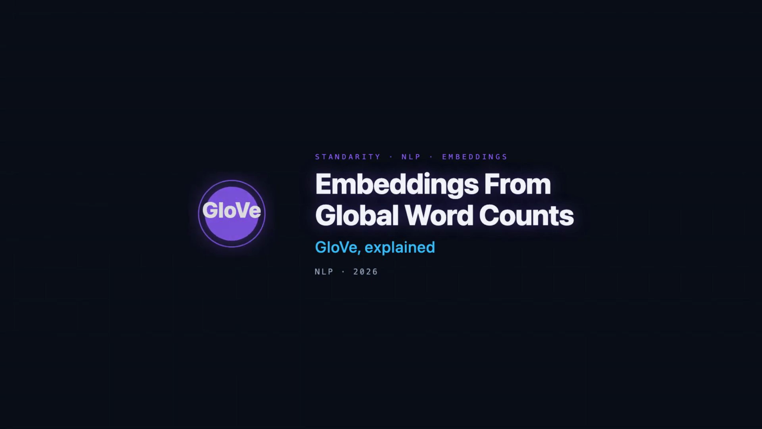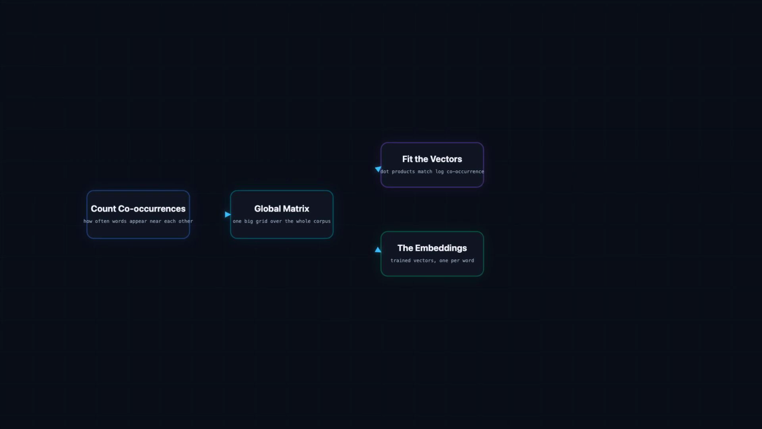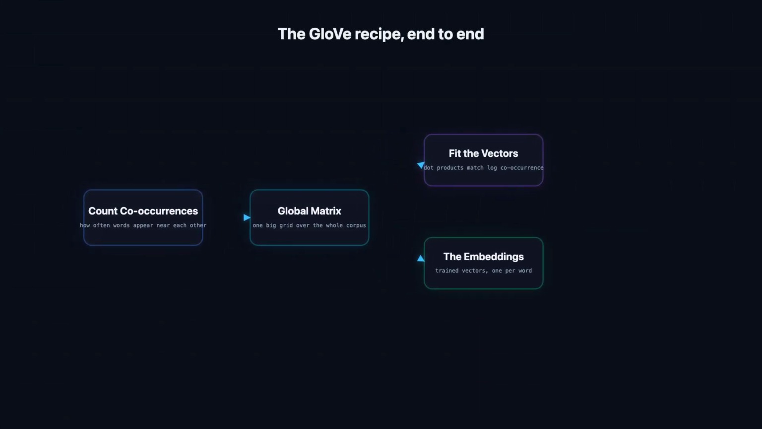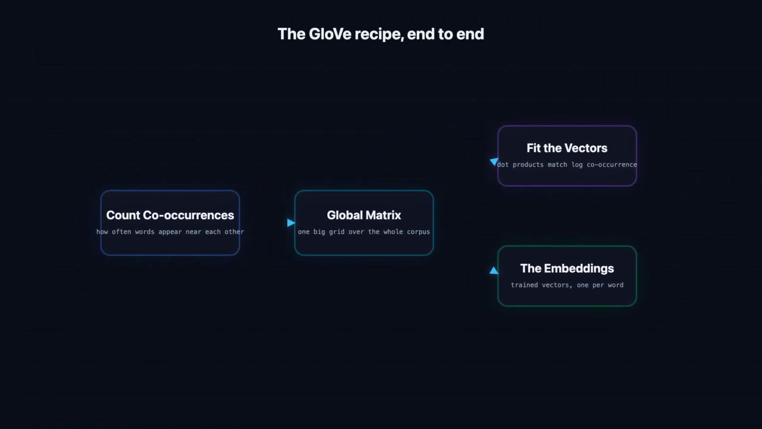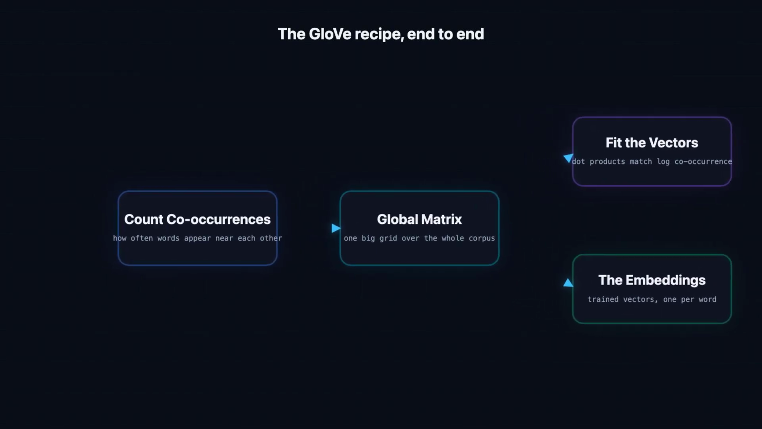Its name stands for global vectors, and that word, global, is the whole point. Let's see how it works. So how do you turn a whole corpus of statistics into vectors? Let's walk the recipe one step at a time.